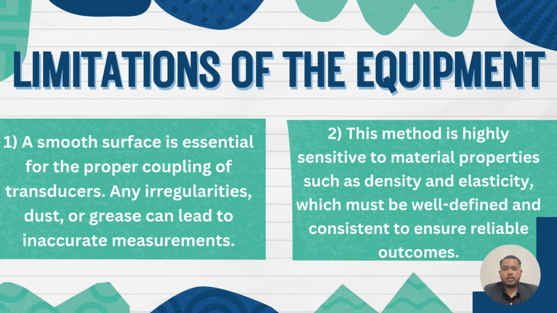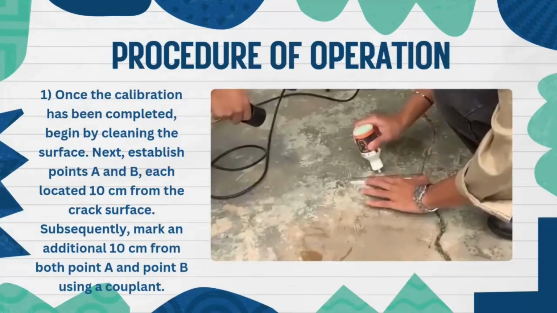The equipment has a few limitations to consider. First, the need for a smooth surface. Proper coupling of transducer requires a clean and smooth surface. Any irregularities, dust, or grease can result in inaccurate measurement. Second, sensitivity to material properties. This method relies on well-defined and consistent material properties, such as density and elasticity, to ensure reliable results.